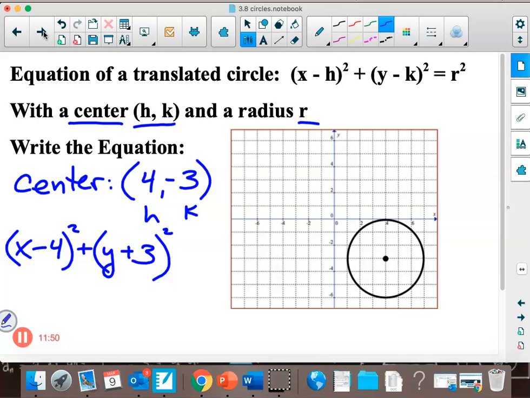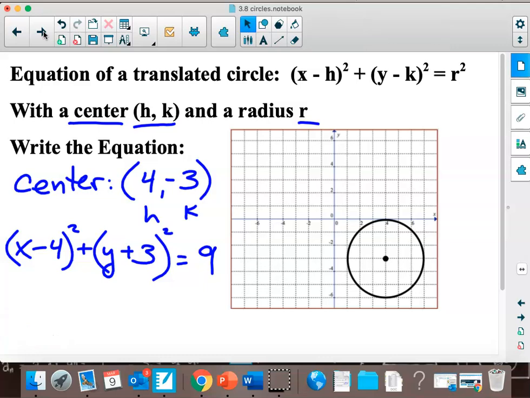Okay. And then, what's the radius of this circle? 3. So what number am I going to put here? 3 squared or 9? 3 squared or 9. Very good. Nice description. All right.